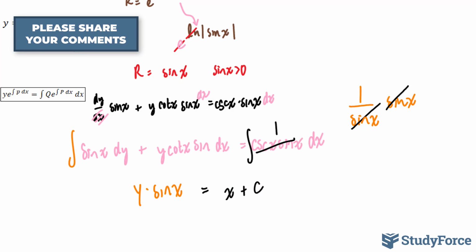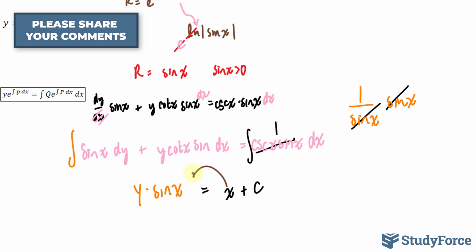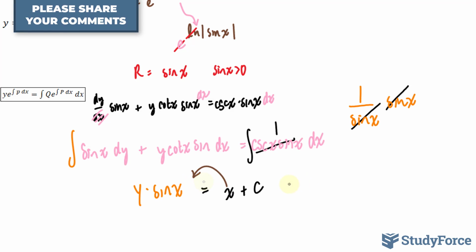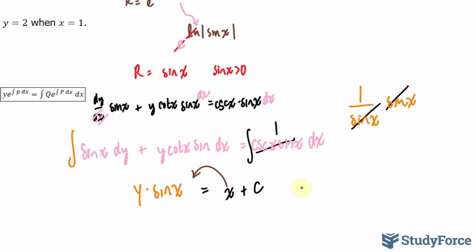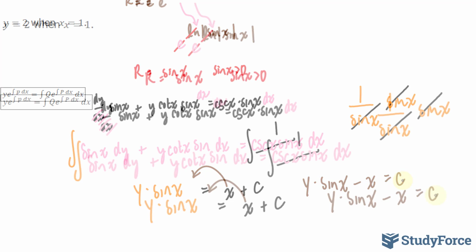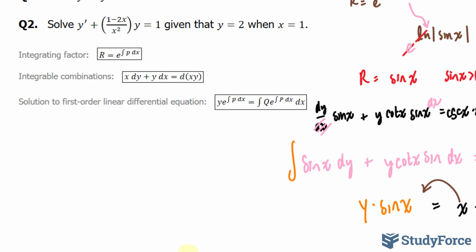All you have to do from here is solve for c and we're done. And technically you don't even have to do that. This could represent your final answer, or y times sine x minus x is equal to c. That's the answer to question number 1.